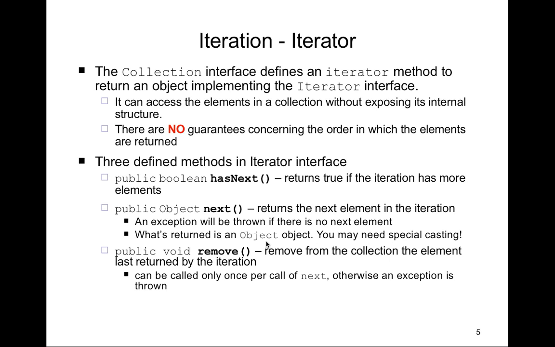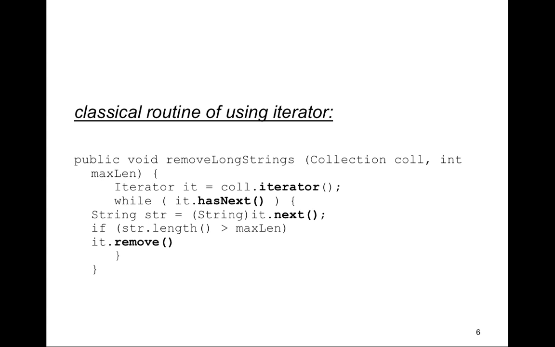Remove removes the last element returned by the iterator, and can be called only once per call of next. Otherwise, an exception is thrown because there's nothing to remove. The next element is gone. Until you call next, it doesn't get the next one, so it only works with the current one.